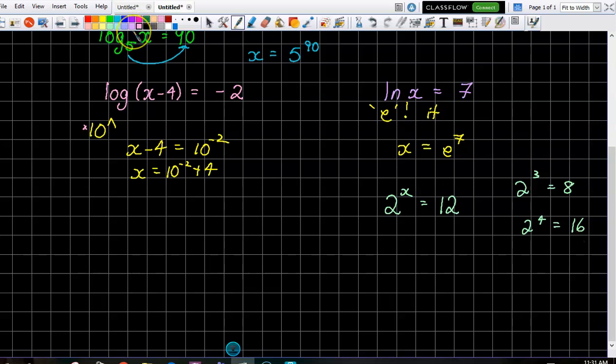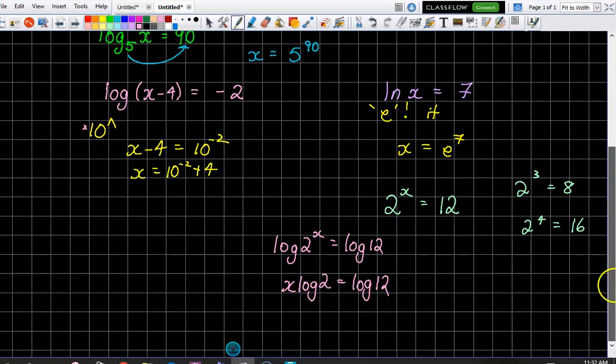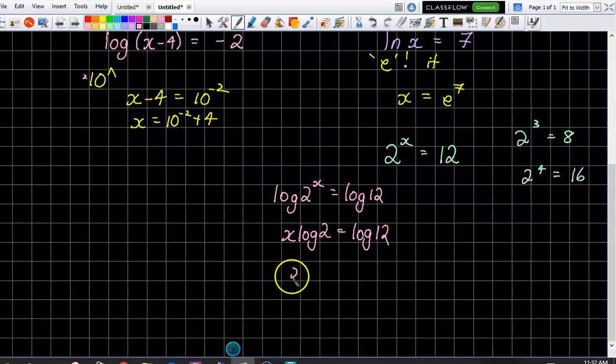Right, how do we solve? We just log both sides. Agreed? So we're going to go log 2 to the x equals log 12. That allows us to now bring our x downstairs, because that's one of our rules that we love the most, correct? So we end up with x log 2, okay, so x equals log 12 over log 2.